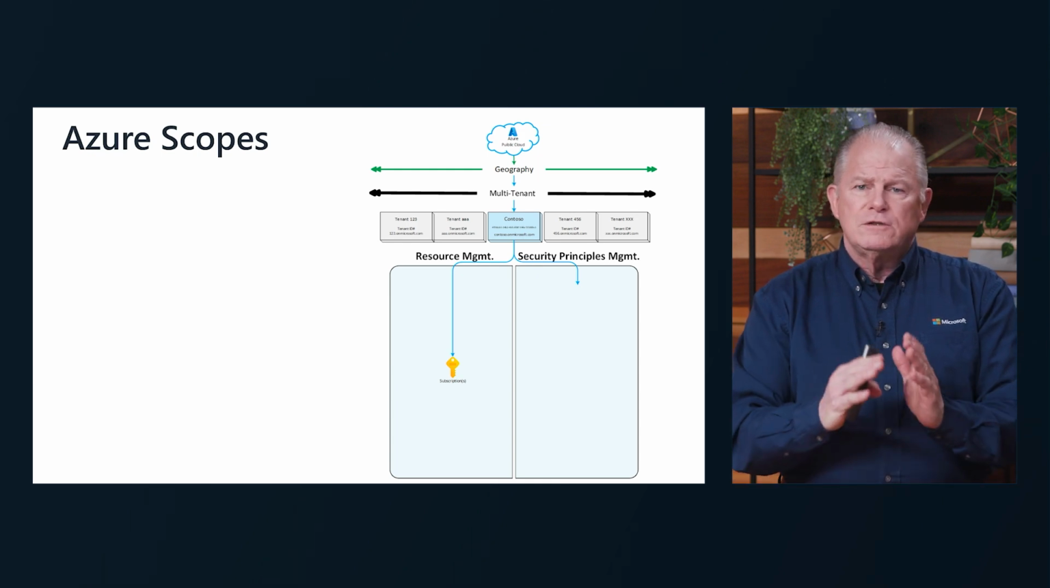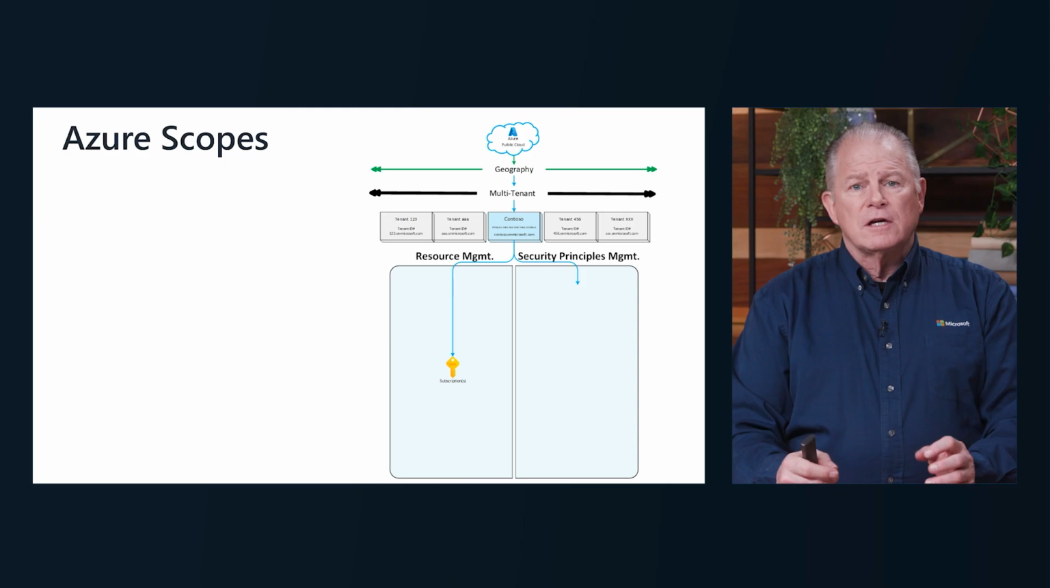Let's take a look at the other parts of the scope. Inside of your tenant, you're seeing 2 boxes, one on the left-hand side that talks about resource management.